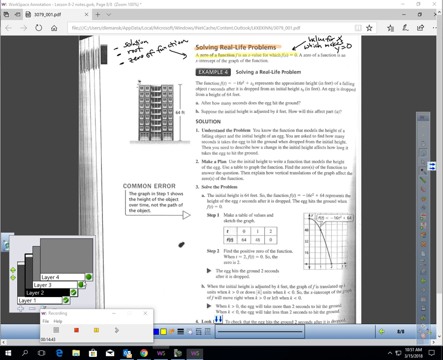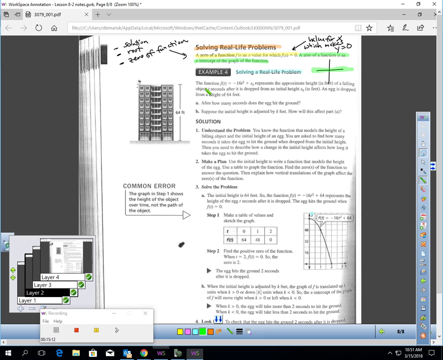Okay? The 0 of the function is the x-intercept of the graph. Think about that. When y equals 0, that means we are on the x-axis, which I'm highlighting. So we can use that information to solve a real-life problem. This function represents the approximate height of a falling object t seconds after it's dropped from the initial height in feet, which is s. An egg is dropped from a height of 64 feet. After how many seconds does the egg hit the ground?